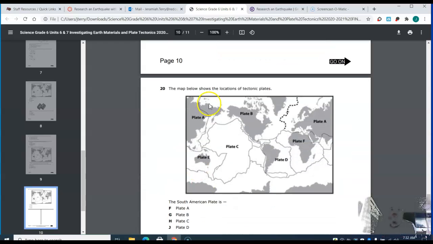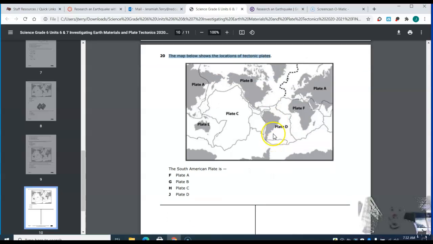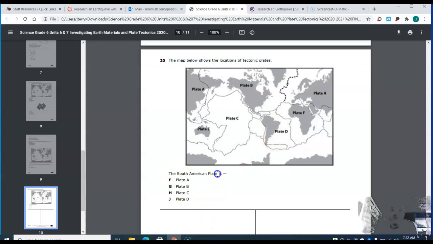Plate? Last question. The map below shows the locations of tectonic plates. The South American Plate is located where? Is it plate A? Is it plate B? Is it plate C? Or is it plate D?